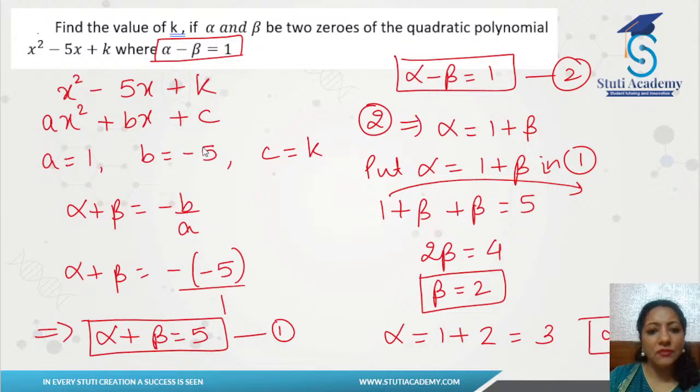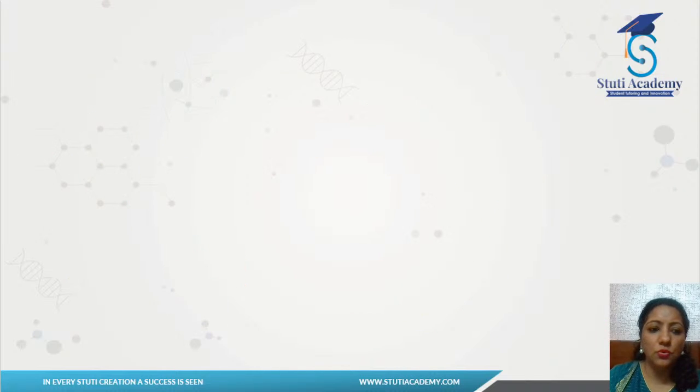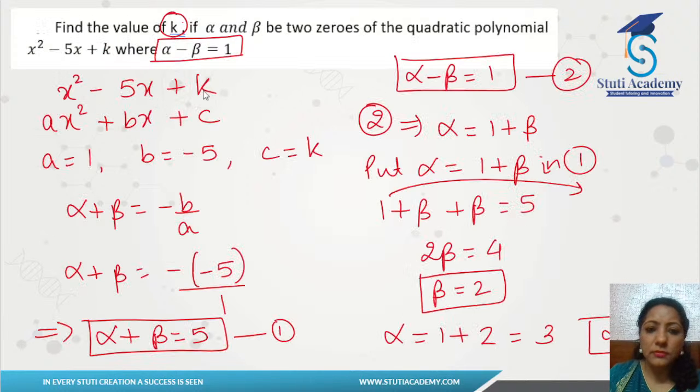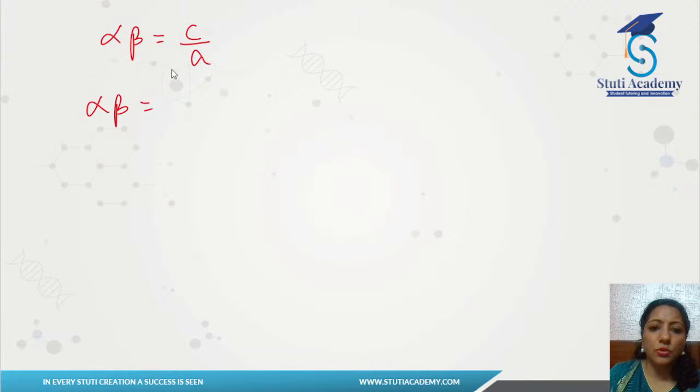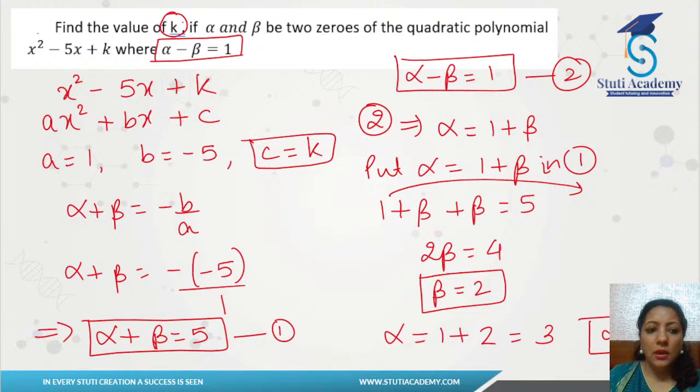Now we are done with alpha and beta, but in the question they've asked us to solve for k. So what we can do, we know that the product of the roots is given by c upon a. So if I take the product of the roots, alpha beta, that is c upon a. So alpha into beta is equal to c upon a. C here is k. Just see, c here is k. So I'm going to write it as k upon 1. A we know is 1. Now alpha and beta we've already got as 3 and 2.